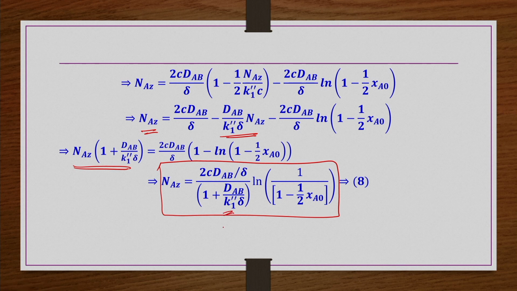If k1 double prime is large, then this would be 0. So, in the denominator we will be having only 1. So, that is 2c dAB by delta ln of 1 by 1 minus 1 by 2 x a naught, which is the same as the previous part A problem when the reaction is instantaneous. And this dAB by k1 double prime delta is nothing but the Damkohler number.